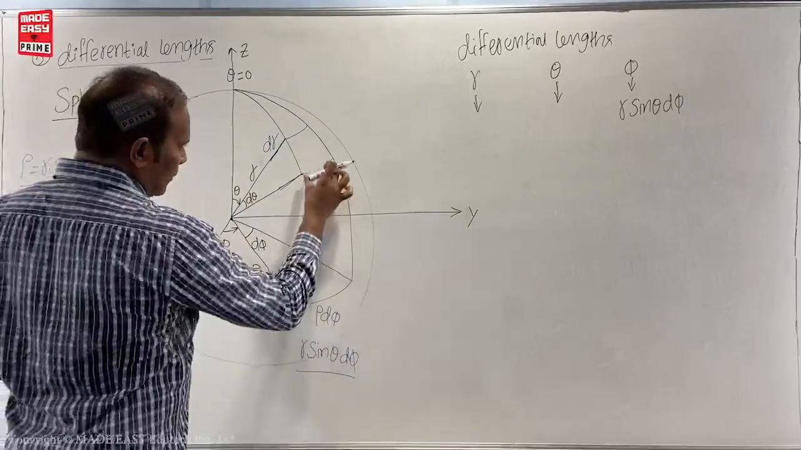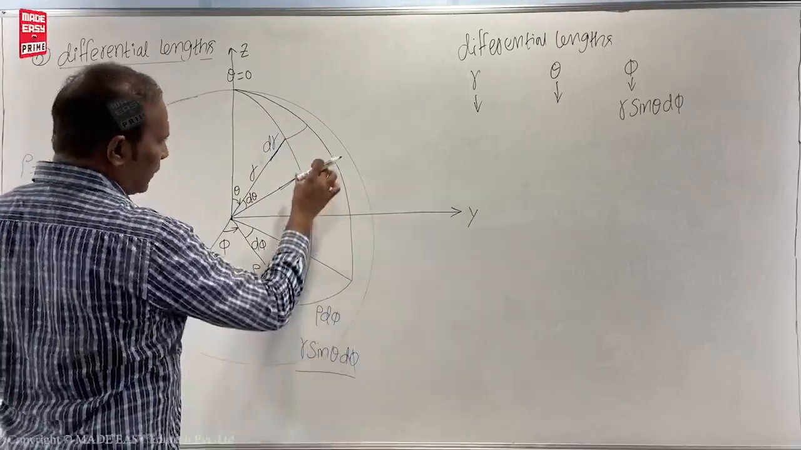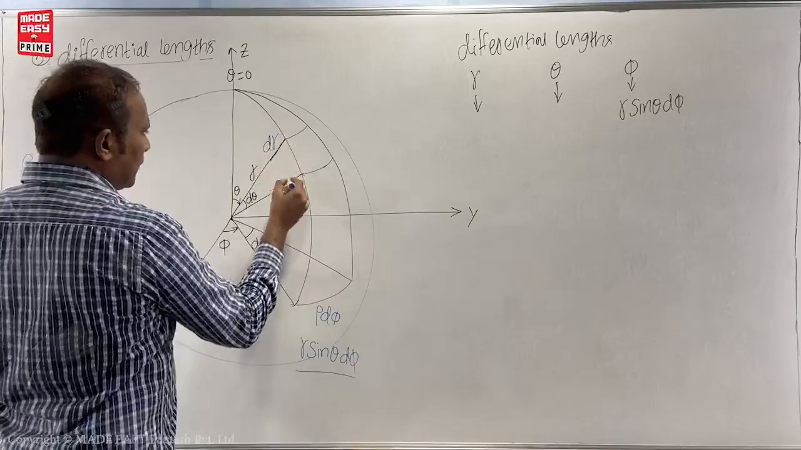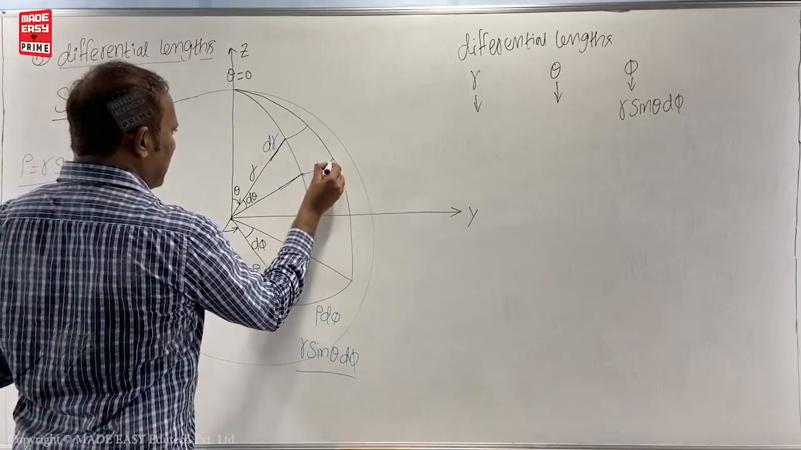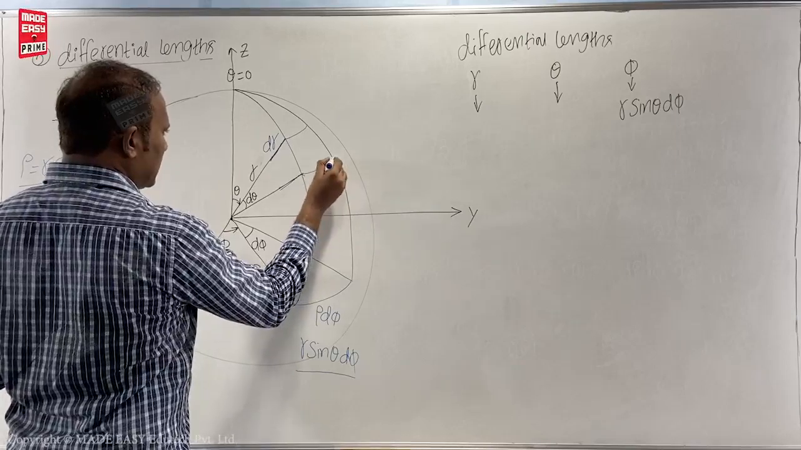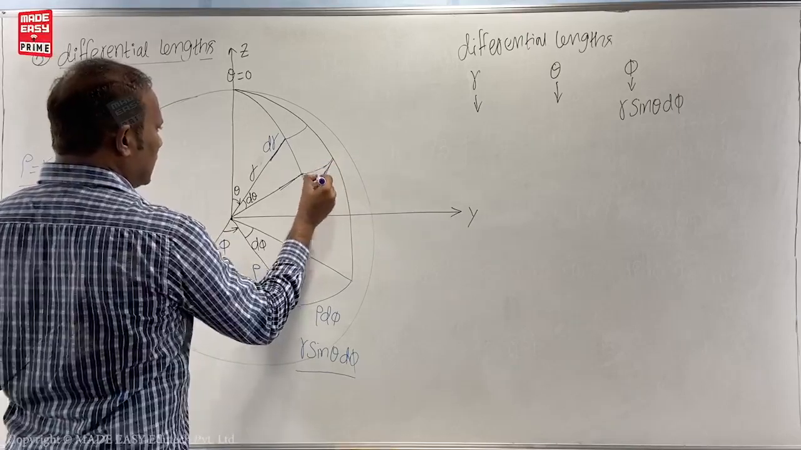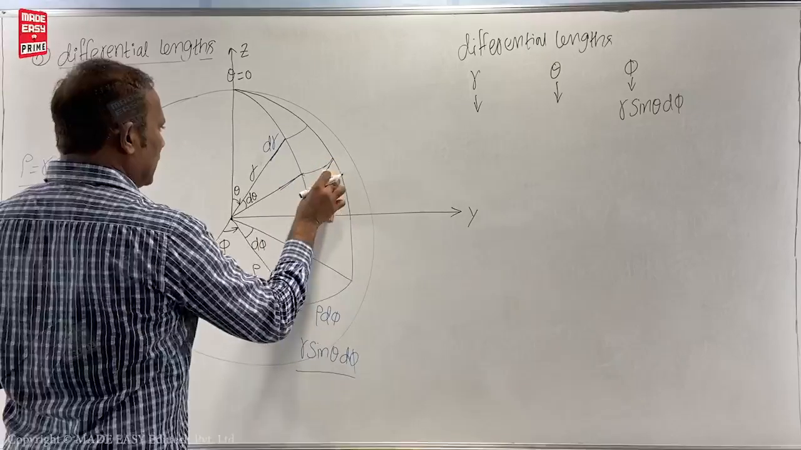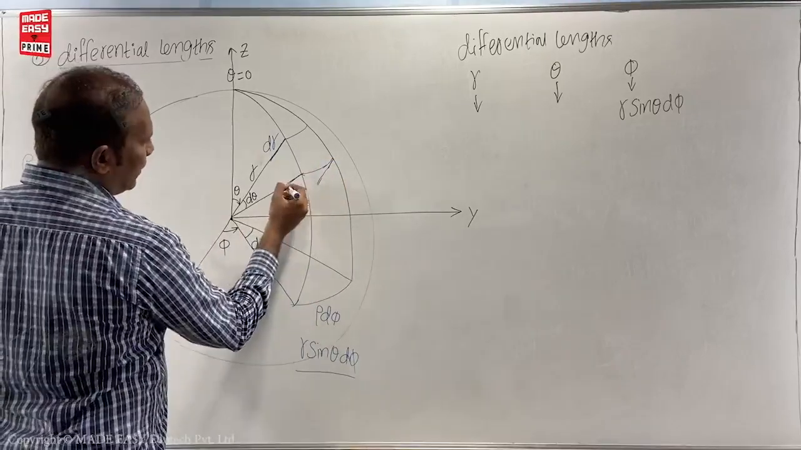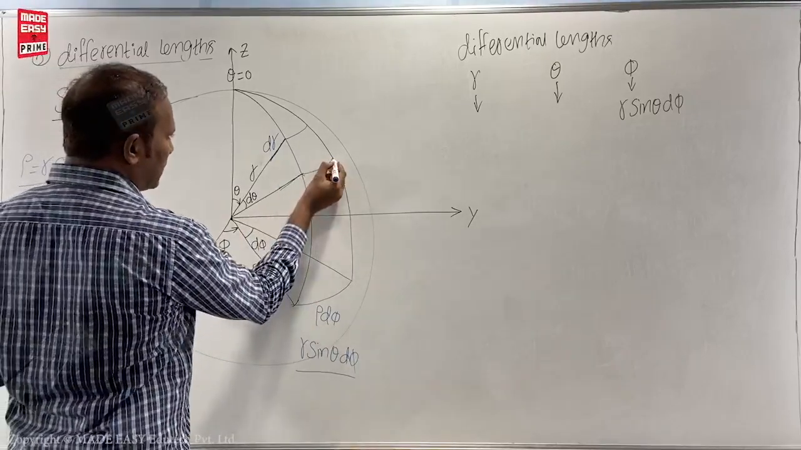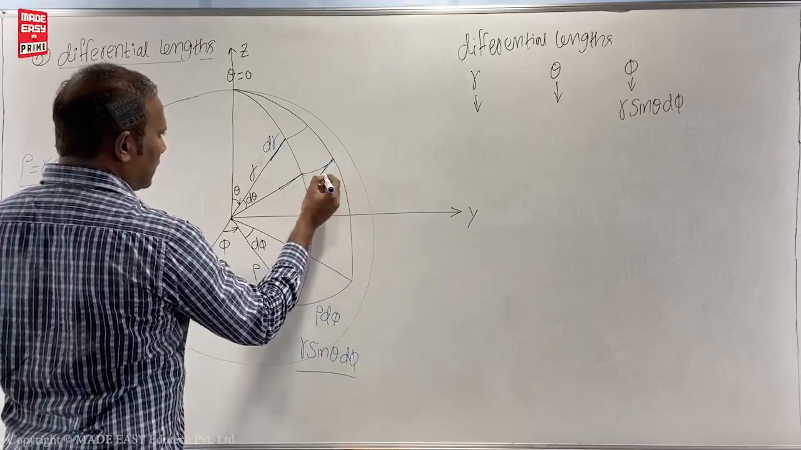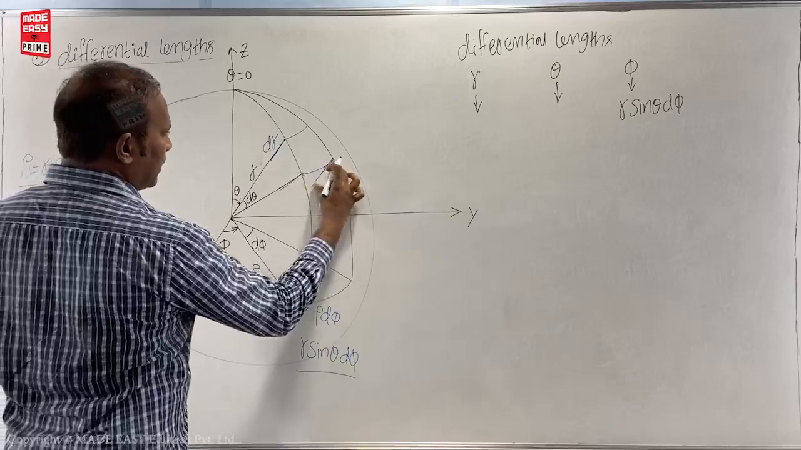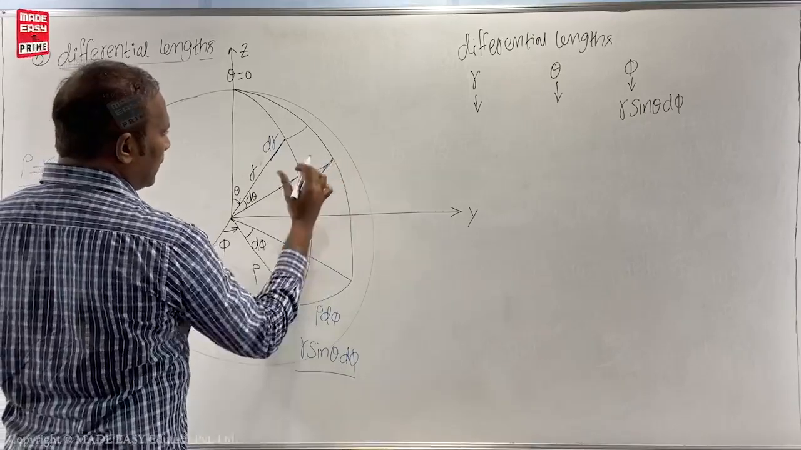So this is also r sin theta into d pi. Now this is dr, this is also dr. You draw the line like this, so almost this is also dr only. This line I am drawing parallel to this one. You can draw like this, parallel to this one, that much. So this is dr, this is dr.